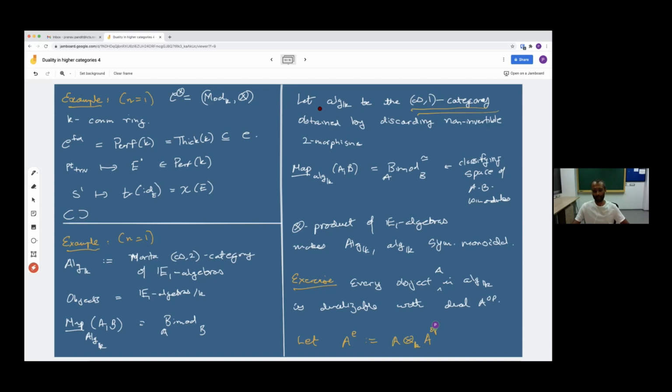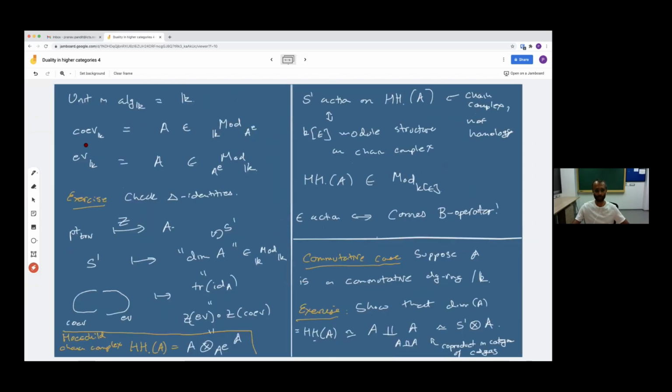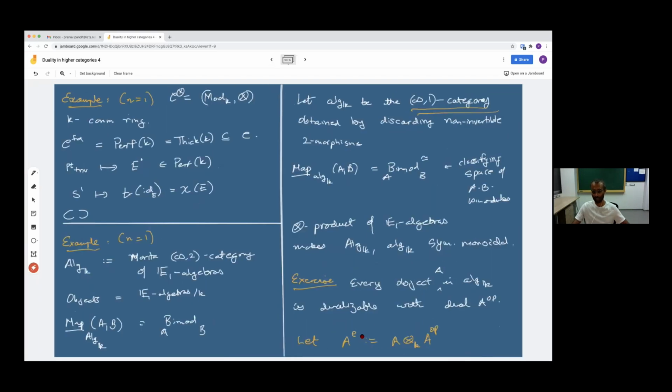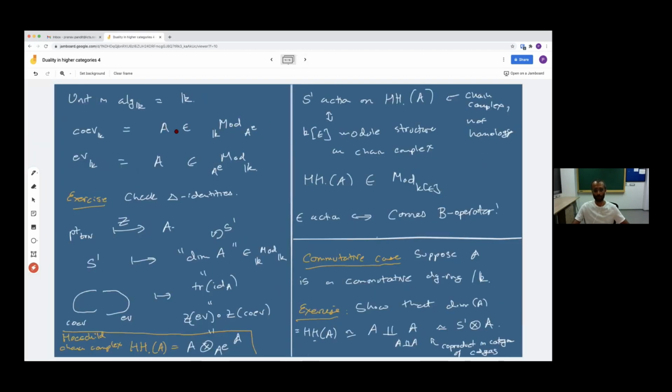So it's an exercise, but I'll give you what the evaluation and co-evaluation maps are. The evaluation map should be a bimodule from the unit, which is K, to A tensor A op, where this notation is that AE is A tensor A op. Okay? So it should be a bimodule, and that bimodule is simply A viewed as a bimodule from K to A tensor A op. So it's A viewed as an AA bimodule, but in this way. And the co-evaluation map is A viewed as an AA bimodule in the other way. It's an AE K bimodule.